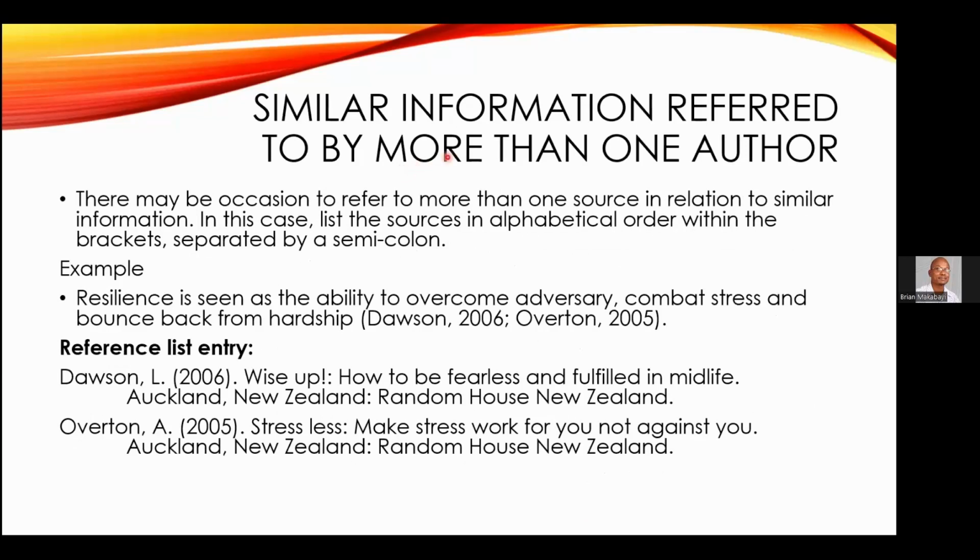Then what about where you have similar information referred to by more than one author? You can also have this situation. So what do you do here? There may be occasions, for example, where you want to refer to more than one source. What do I mean here? You have two authors. You have two journals. These two journals, basically the idea you want to communicate, both of them have discussed, they have researched on this idea. So you want to include these two authors, and it could actually be 2, 3, 4, 5, 6, so forth.